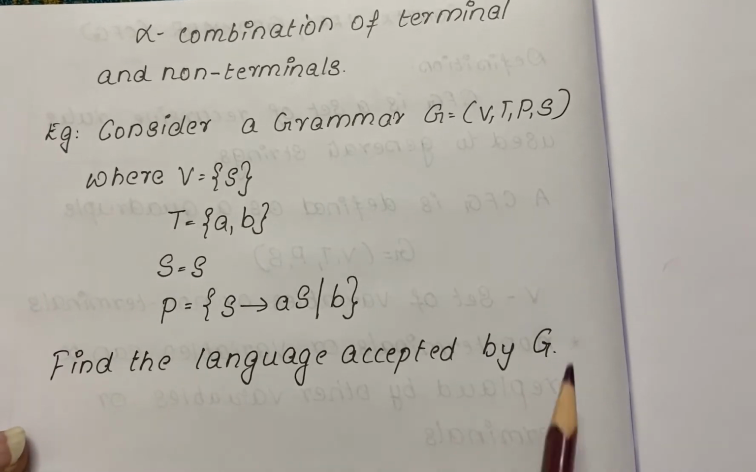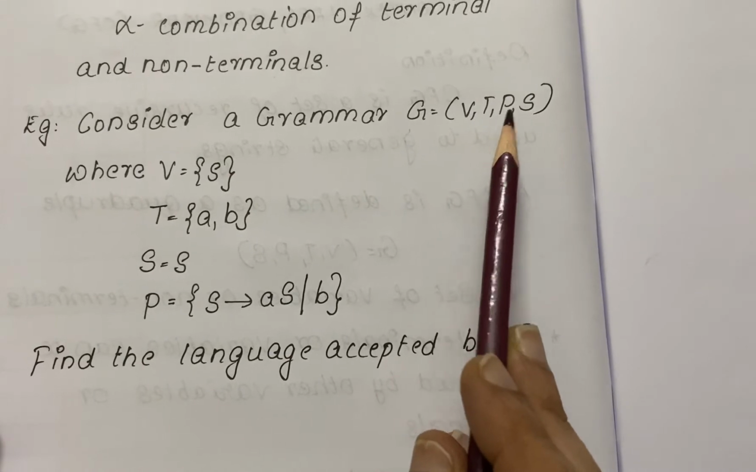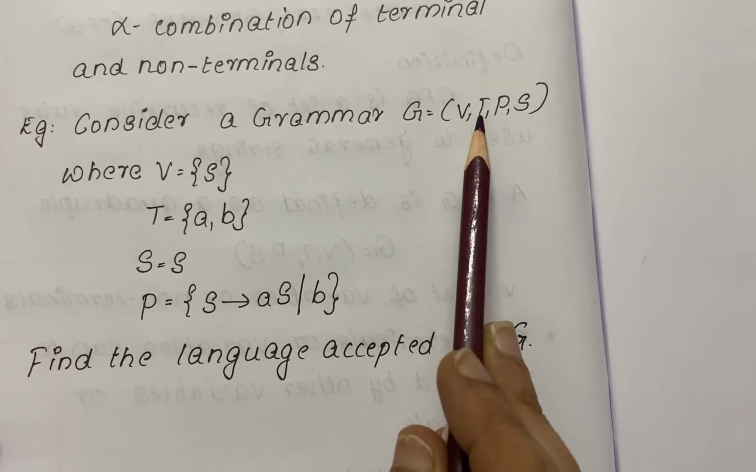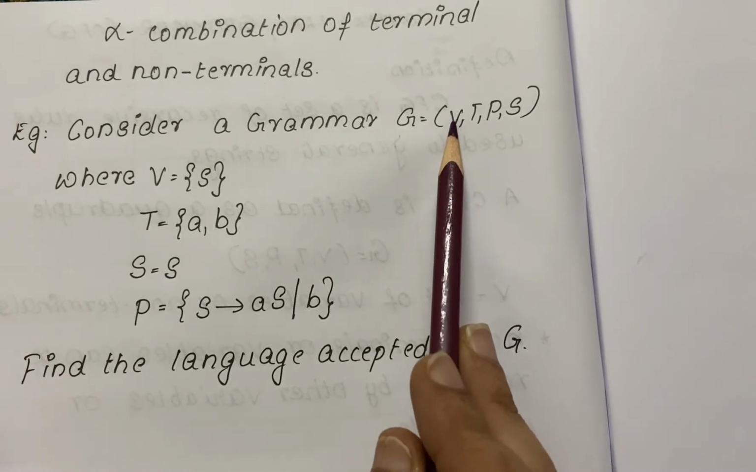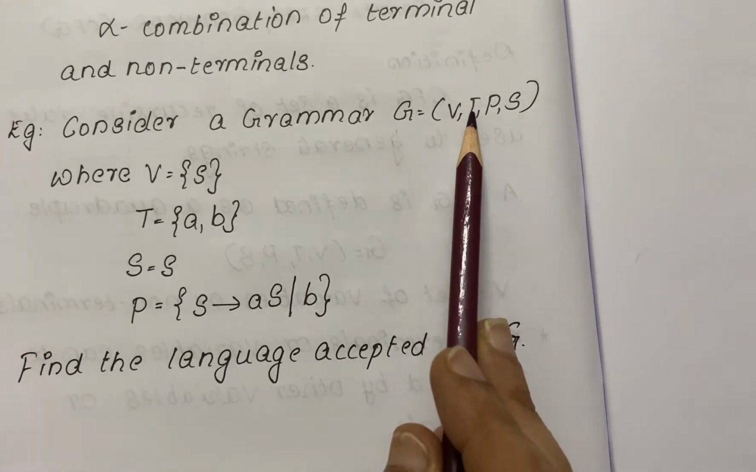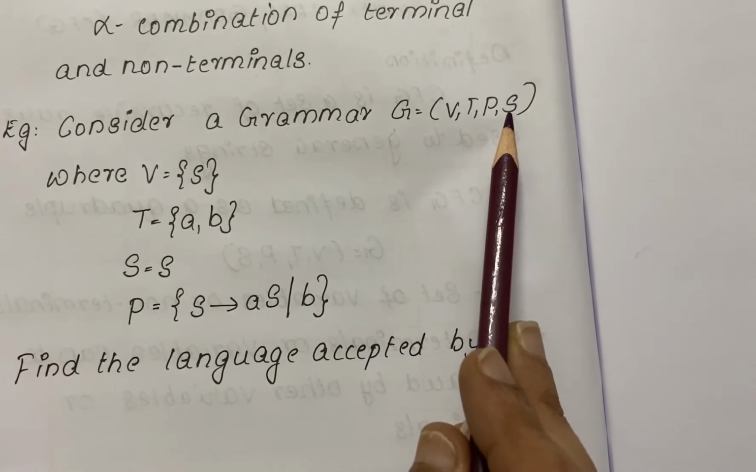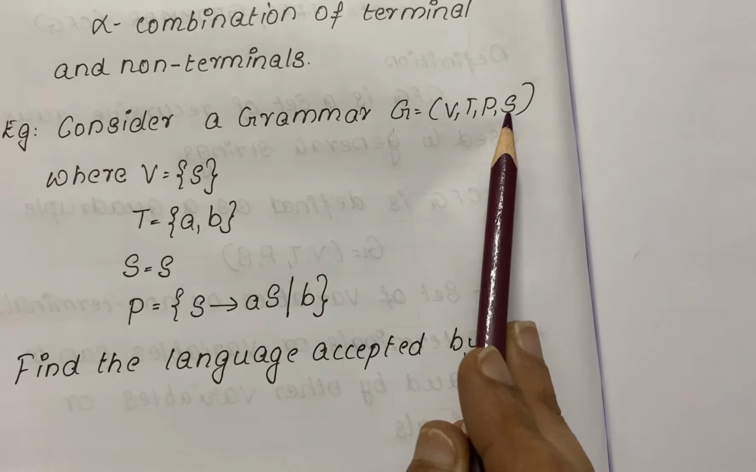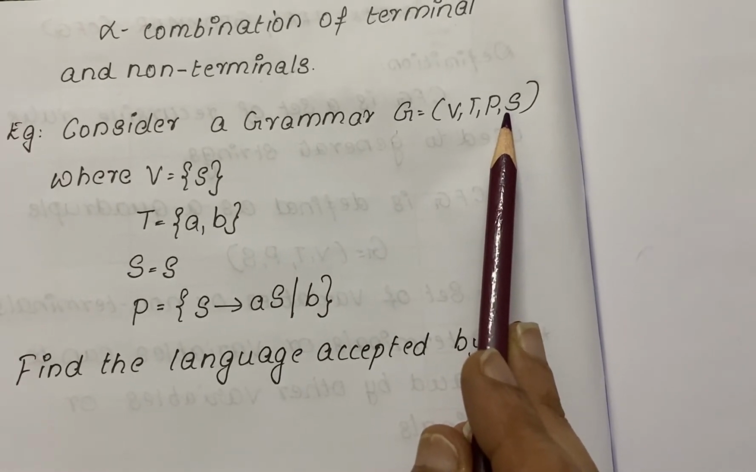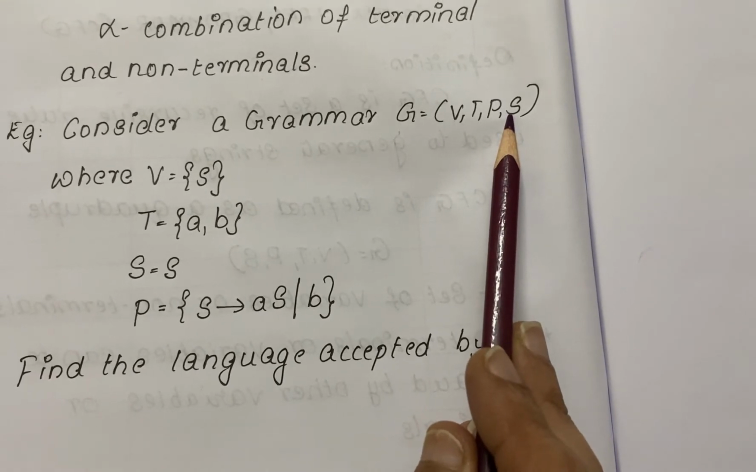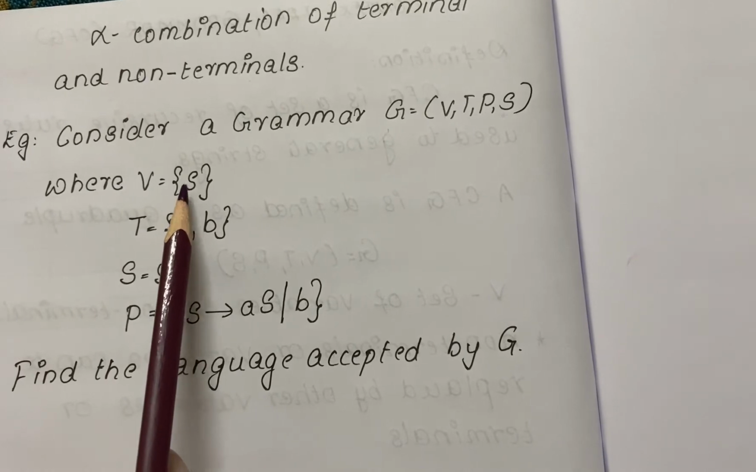I already told you whenever you have a grammar, you will have four things within it: V, T, P, S. Please keep this in mind, this is very important. V stands for variables or non-terminals. T stands for terminals. P is the set of rules and S stands for the start symbol. Somewhere we have to start, so that will be represented by S.